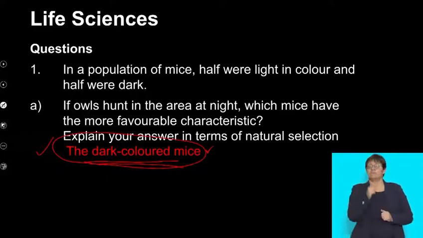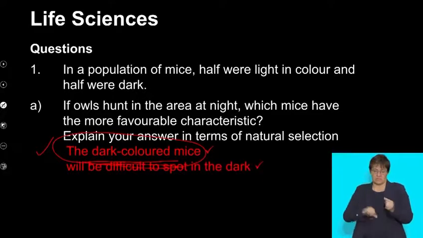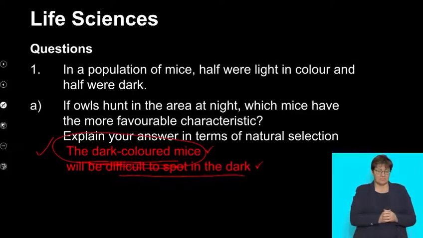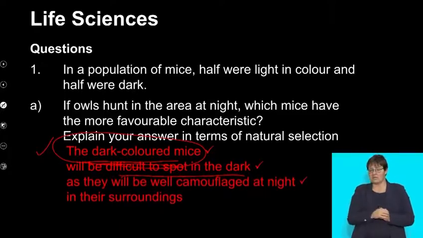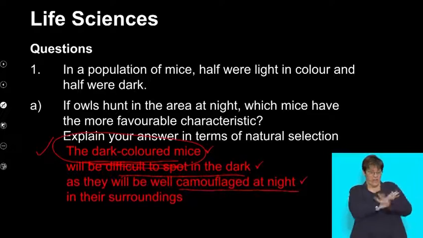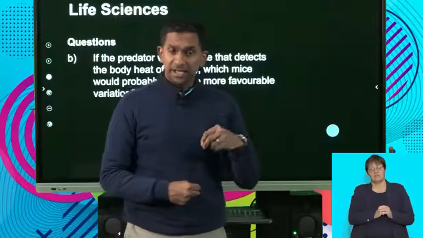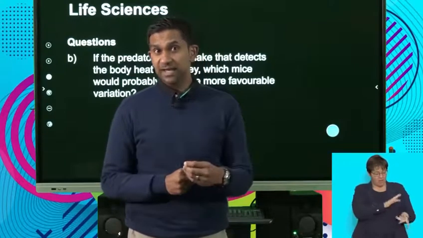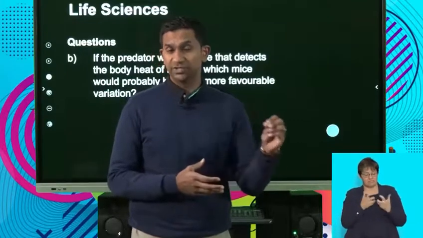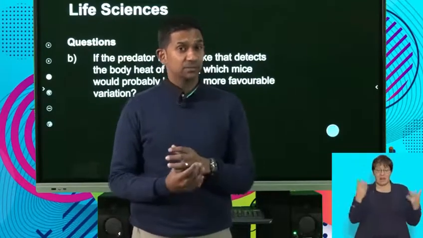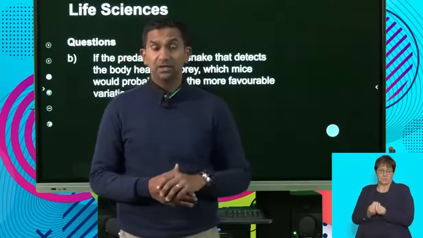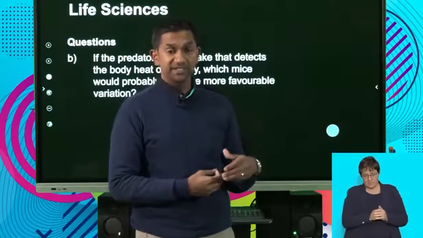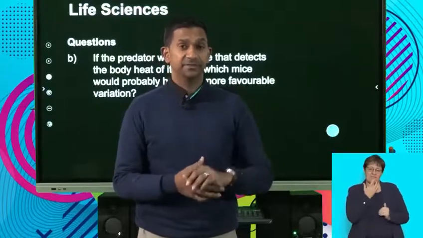And that is essentially the concept that underpins natural selection. Why? Because they will be difficult to see against the dark background. This in turn means that they will be better camouflaged at night, which in turn means that they're able to access resources. Gradually over a period of time, they're able to reproduce and produce more individuals that are better suited to that environment. Unlike the light colored mice, there will be fewer individuals that survive. If they do reproduce, they produce more offspring having that characteristic, again an unfavorable characteristic.